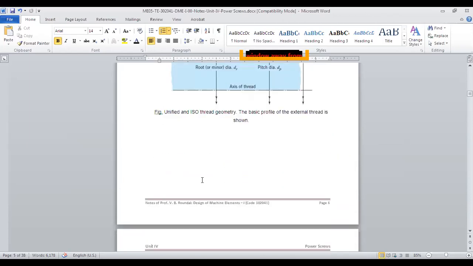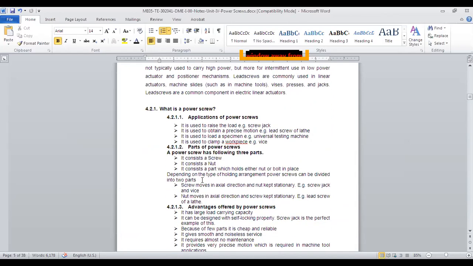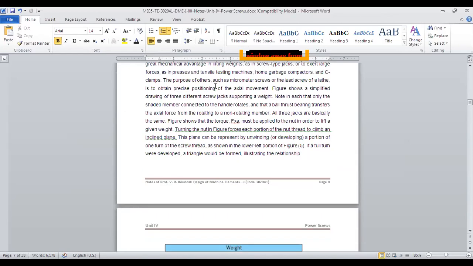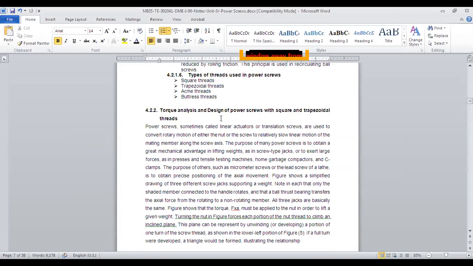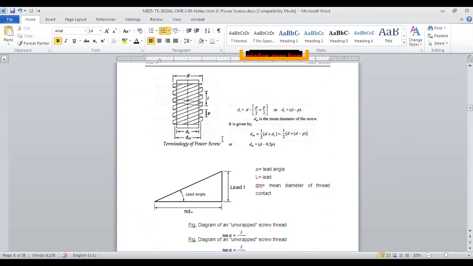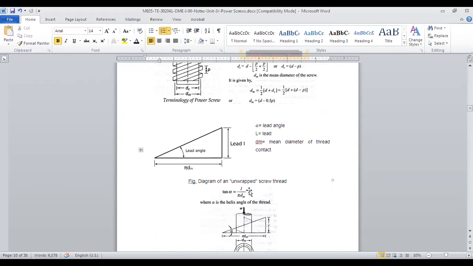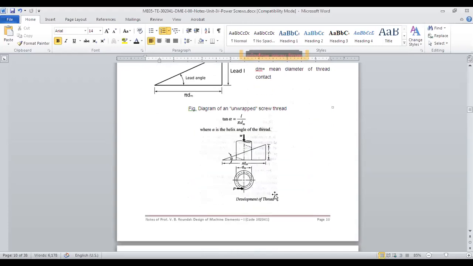Then we have seen acme threads, power screws, and what the applications of power screws are. All that we have seen. Then we started working on the torque analysis. Here, importantly, we have seen how to calculate the mean diameter. Mean diameter is the nominal diameter minus half p. Core diameter is equal to d minus p. Then we have seen tan alpha is equal to L upon pi dm, right? So with that, we can calculate alpha.